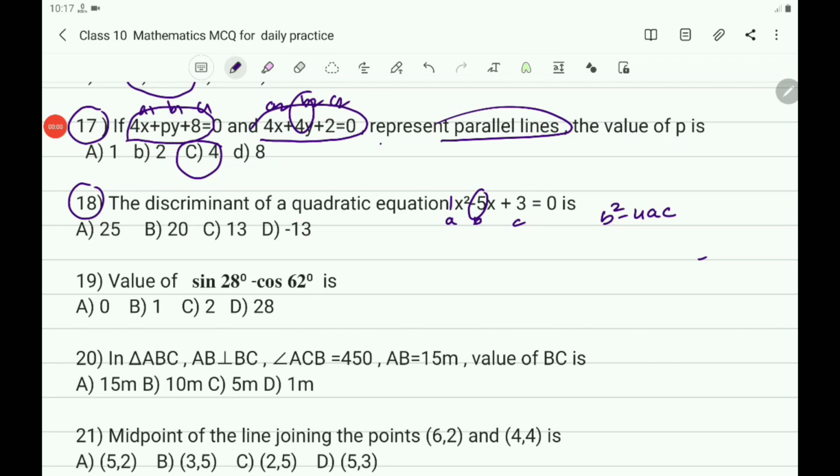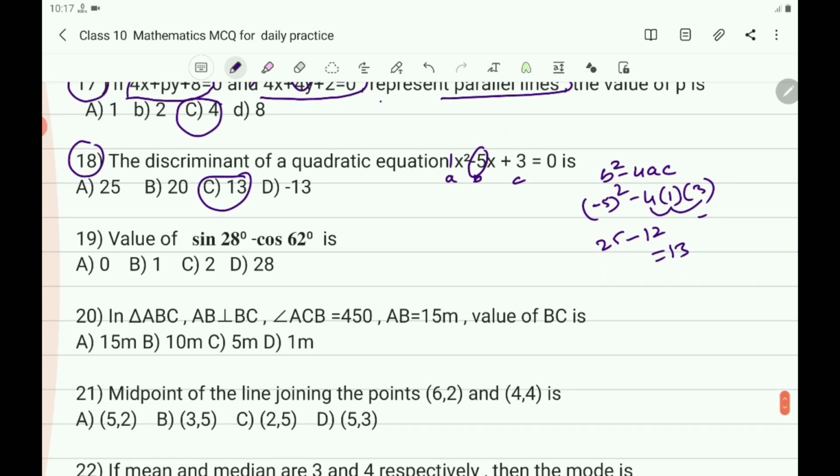b is minus 5 whole square minus 4 into a is 1, c is 3. That is 25 minus 4 into 1 is 4, 4 into 3 is 12. You will get 13. Then what is the answer? Option C is the answer.